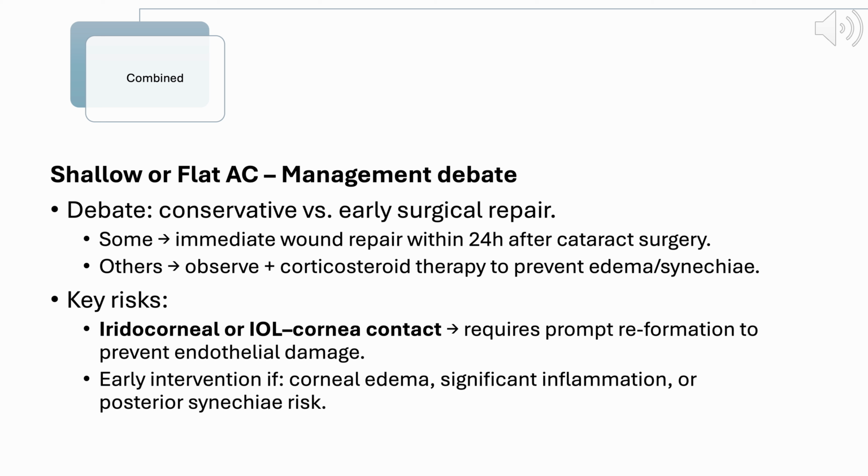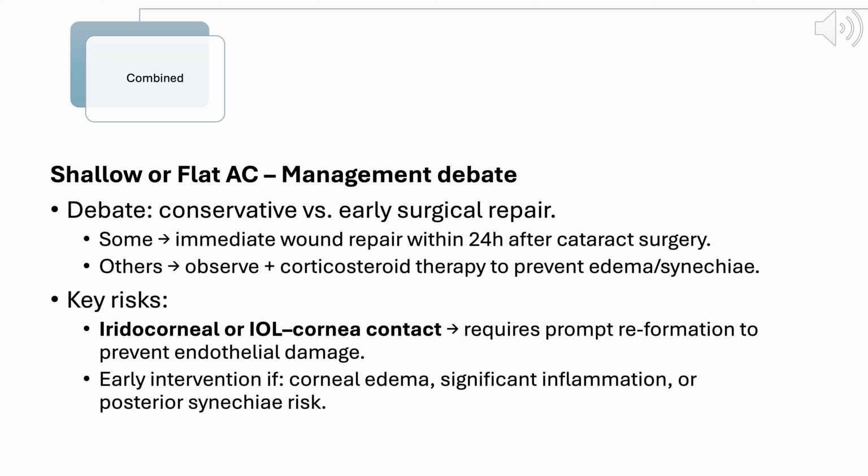When managing a shallow or flat anterior chamber, there is an ongoing debate between conservative care and early surgical repair. Some clinicians advocate for immediate wound repair, particularly within the first 24 hours after cataract surgery. Others prefer to observe closely and use corticosteroid therapy to control inflammation and reduce the risk of edema or synechia while monitoring for spontaneous resolution.